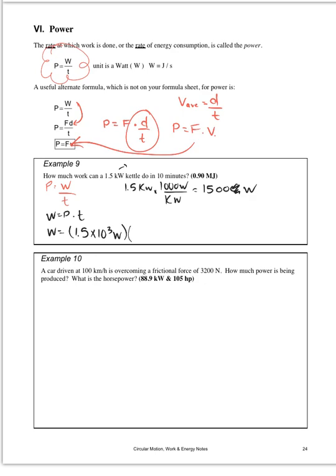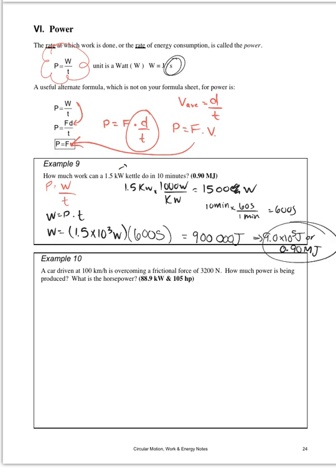And we need to multiply by time. Time needs to be in seconds. So 10 minutes is equal to 600 seconds. So we end up with a giant number, 900,000 joules, which is 9.0 times 10 to the 5 joules, or 0.90 megajoules. Whatever unit you would like to use is fine.